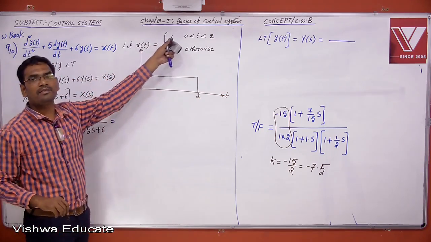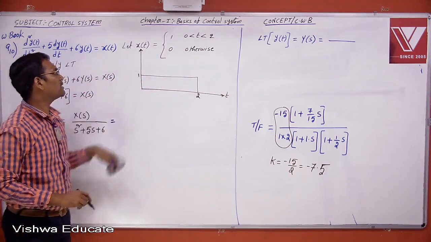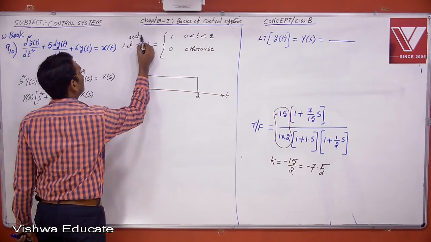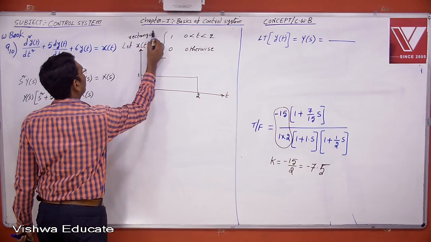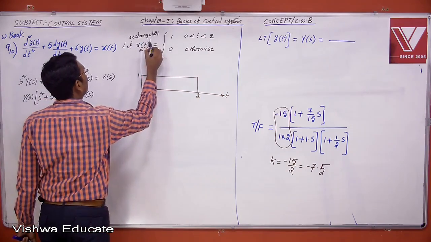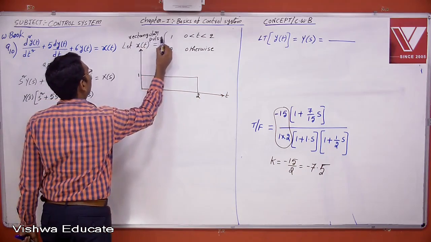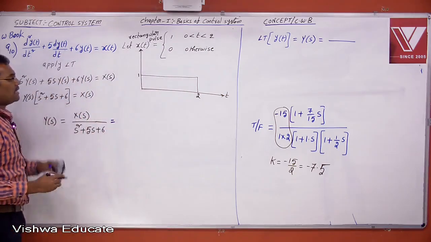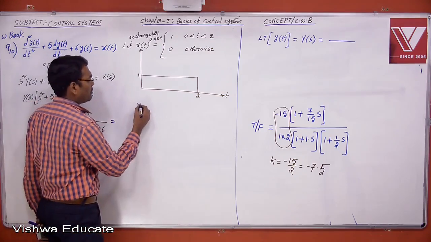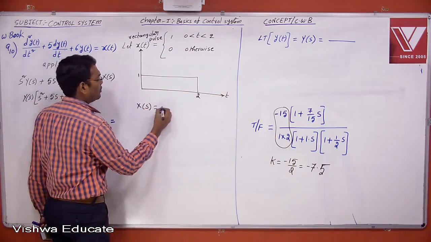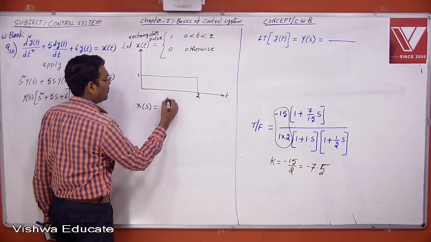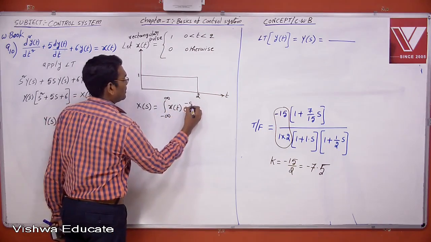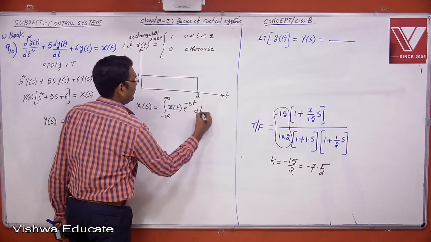Don't take it directly as 1, because the question mentions that x of t is a rectangular pulse. Therefore, now I want x of s. What is x of s? If you want to find x of s, x of s is equal to the Laplace transformation of x of t, integral of x of t into e power minus st into dt.